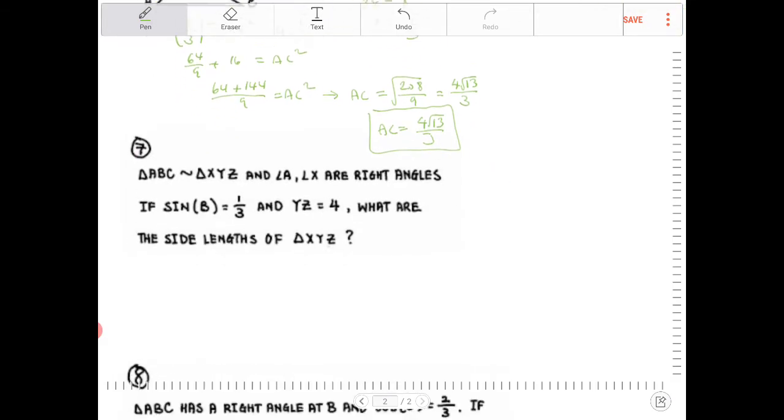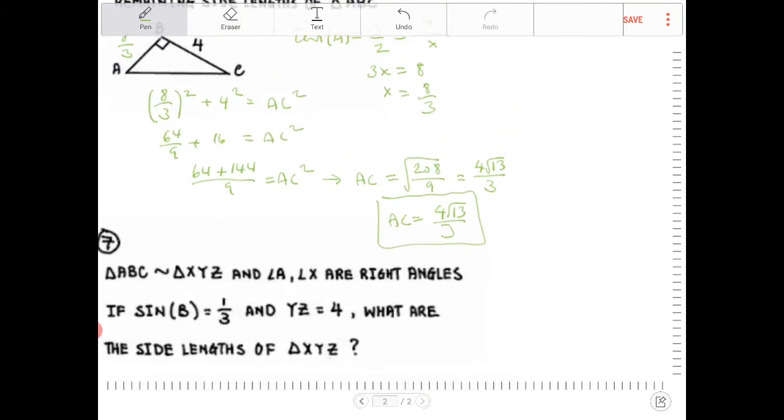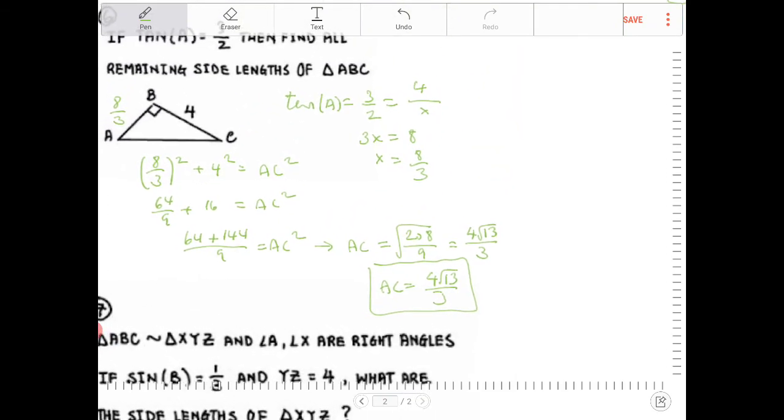Okay, and did I solve for everything? I believe I did. AB is equal to 8/3.